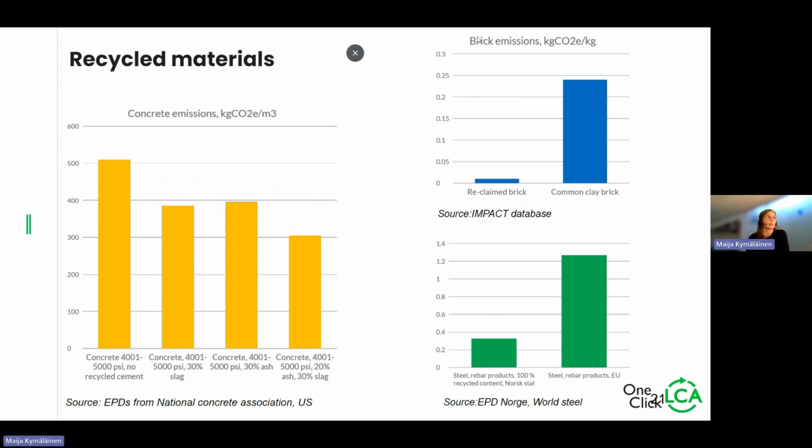And then for another example, we have bricks here. The common bricks would have a carbon footprint of this. And then reclaimed, which is not exactly recycled. Reclaimed would be that it is taken from somewhere, it is cleaned, and then it is reused as it is. So it doesn't need much processing. It has a very, very small carbon footprint compared to the baseline there.